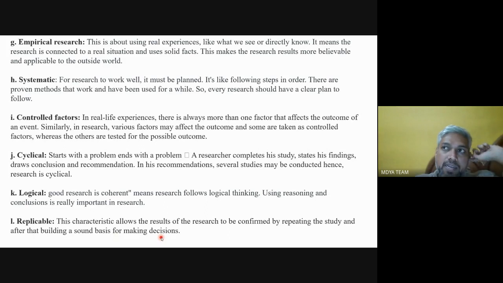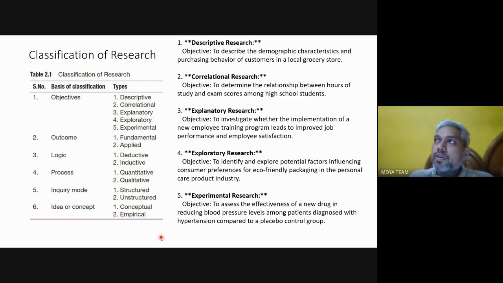So when you do research and generalize it to a larger population or other similar groups, wherever you want to implement it, it should give the same result. So in this way, you use the same methods and you get the same results. In this way it is replicable. So these are the basic characteristics of research.